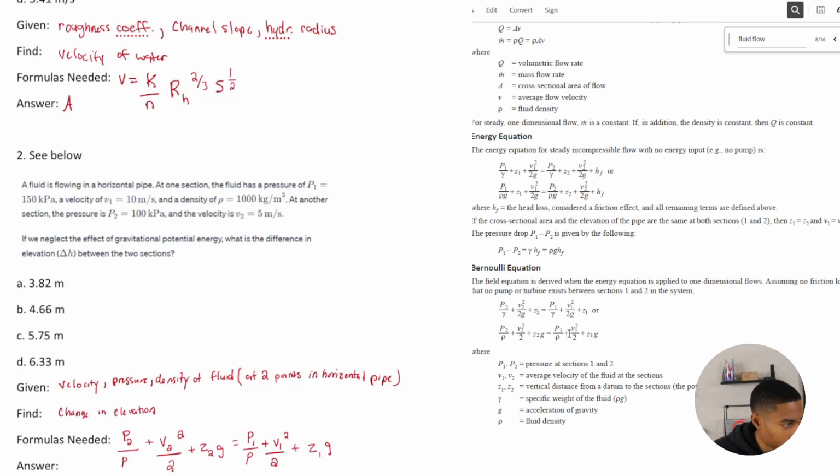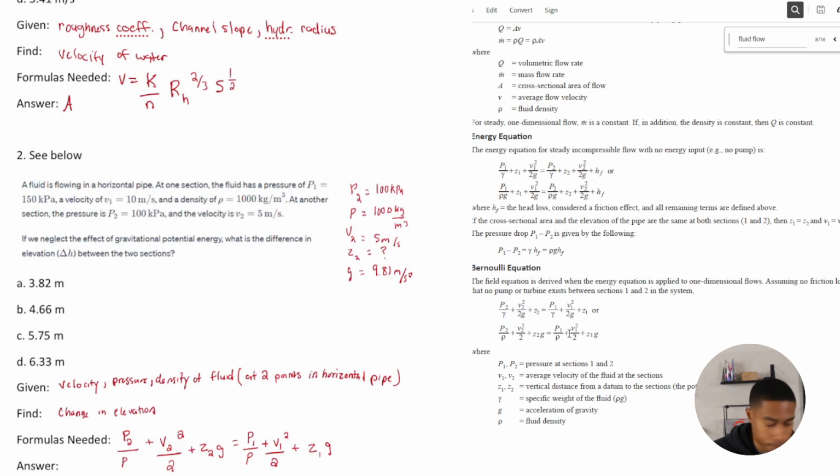I'm going to list out all of these variables so that you're not confused. What is P2? P2 is equal to 100 kPa. What's the density? 1,000 kilograms per meter cubed. So that is density, that is not P. I know those symbols, I'm writing them very similar. What's V2? Equal to 5 meters per second. What is Z2? We don't know. What is G? 9.81 meters per second squared.